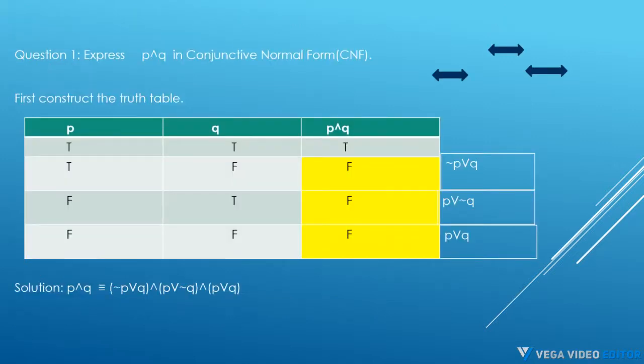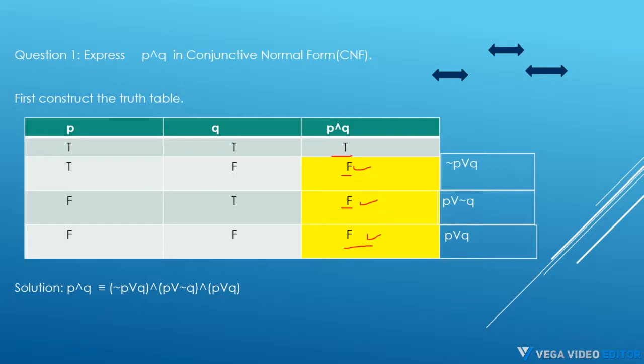Consider the question that we have been given. This says express P and Q in conjunctive normal form. So the first thing you need to do when you get such a question is construct the truth table for P and Q. Here we have the truth values in the last column: true, false, and false. So in CNF, you consider the rows that have a false value.